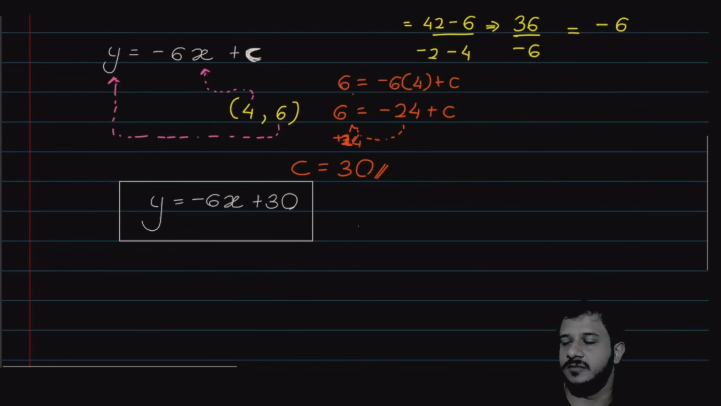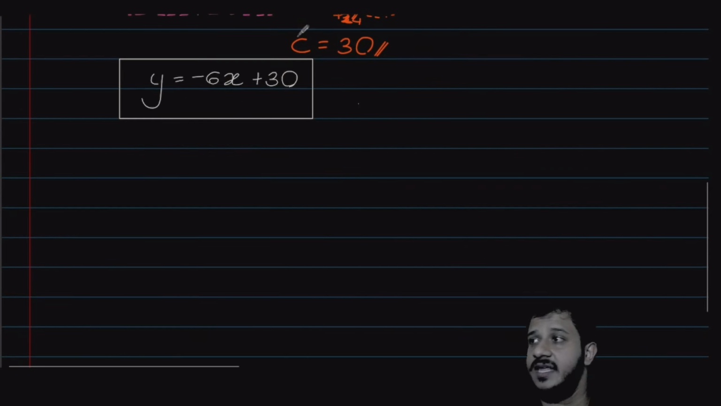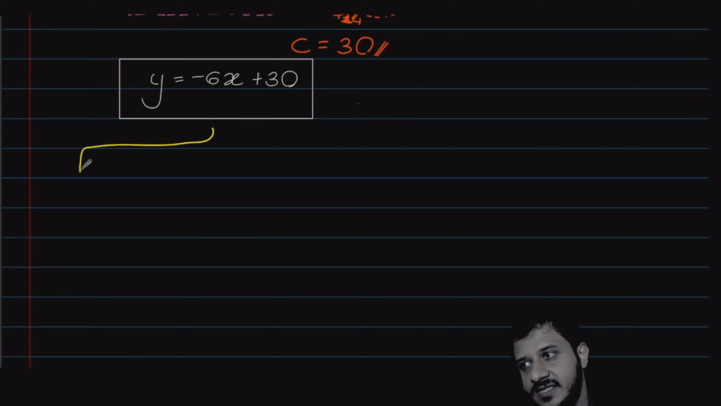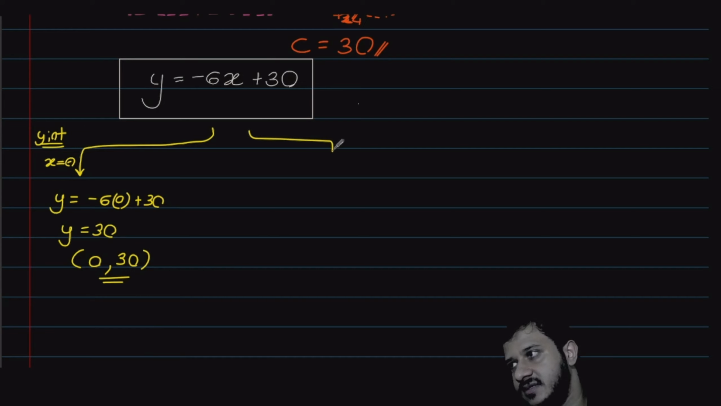All right. Then after that, they're asking us to find the y-intercept and the x-intercept. What do we know about the y-intercept of a graph? At the y-intercept, x equals 0. So I write down y-intercept, x equals 0. That means I can write y is equal to negative 6 times 0 plus 30, which is just 30. So the x value is 0, the y value is 30. That's the y-intercept.